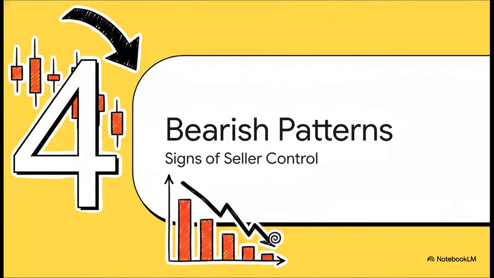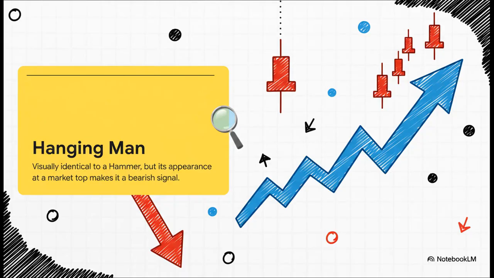Of course, what goes up can also come down. So let's flip the script and look at the patterns that tell us the sellers are starting to win the fight. Okay, take a good look at this. You're probably thinking, wait a minute, that looks exactly like the hammer we just saw. And you'd be right, it does. But this is called a hanging man. The shape is identical, but the meaning is the complete opposite.